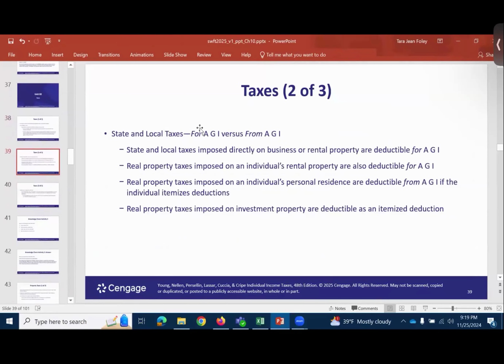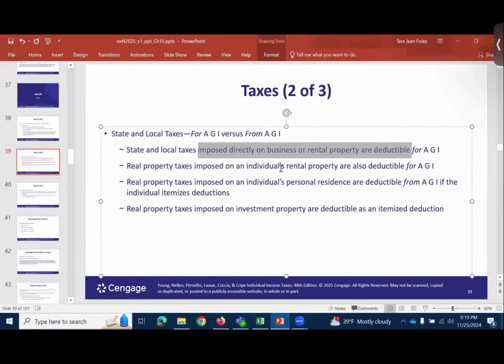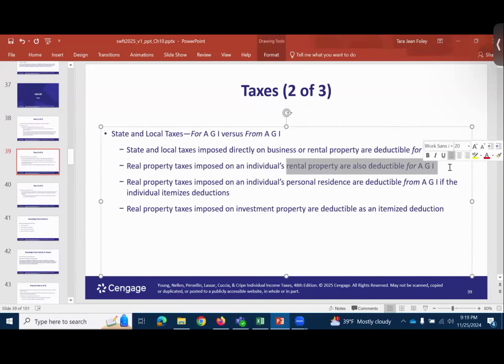So there's state and local taxes for AGI and from AGI. The for AGI are business. The from AGI is for personal residence, which is personal, which is on your Schedule A. Business for AGI is above the line. Schedule 1, Schedule C, Schedule E. If you don't know those schedules by now, I don't know what to tell you.